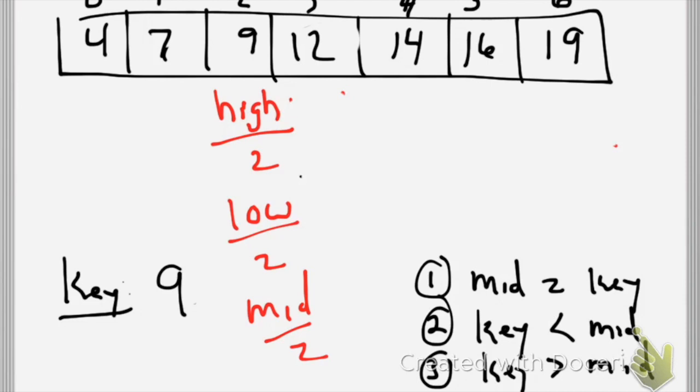Now, if that's not the case, okay, then what's going to happen is these 2, high and low, are going to cross. You've got to make them cross because you've got to know when you're done. And in our case, we know we're done.